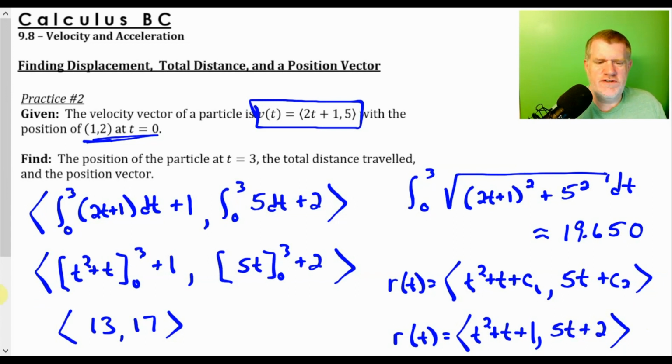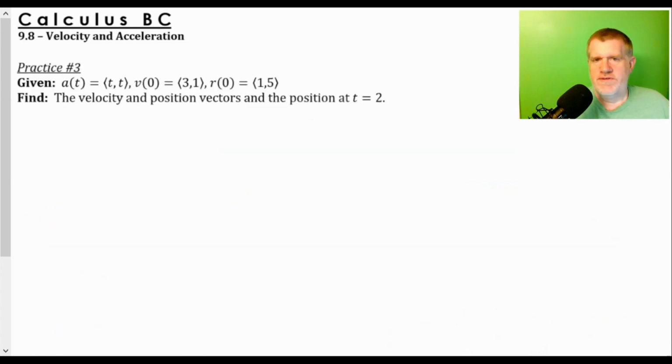All right. Just for fun, I like to check to make sure it works. If I plug in 3 for this, I should end up with 13, 17. So plug in 3 to 5t plus 2. 5 times 3 is 15, plus 2 is 17. Good. Plug in 3 for this, I get 9 plus 12, which is 9 plus 3, which is 12. 12 plus 1 is 13. Awesome. All right. Two more problems, and then we'll be done.